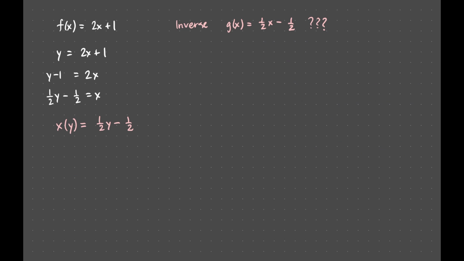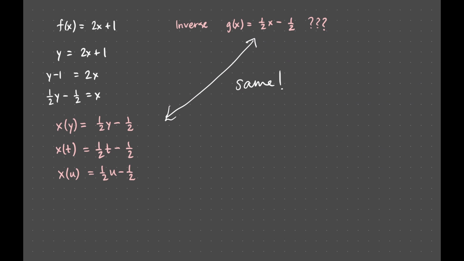Here, the variable for the input is y, which is a dummy variable, and can be replaced by any variable we'd like. We could use t to write the function x of t equals 1/2 t minus 1/2, or u to write the function x of u equals 1/2 u minus 1/2. All of these functions are the same as the function g of x equals 1/2 x minus 1/2. They just use different variables for the inputs and outputs.